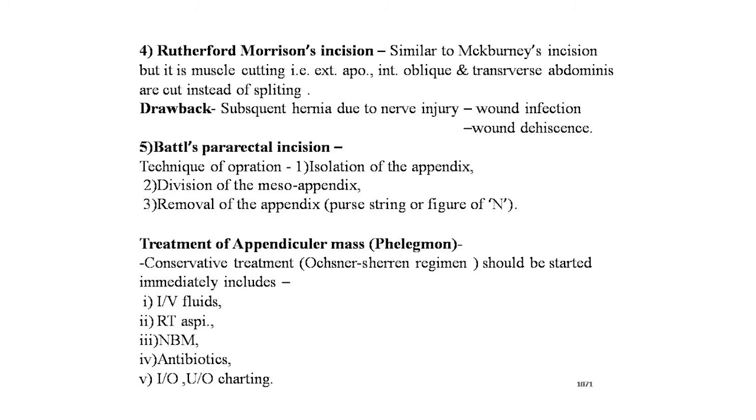Treatment of the appendicular mass, that is the phlegmon, is conservative. The Ochsner-Sherren regimen should be started immediately. It includes IV fluids, Ryle's tube aspiration, nil by mouth, antibiotics, and an input-output chart and urine output chart should be maintained.